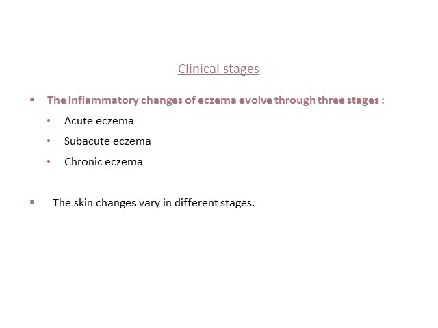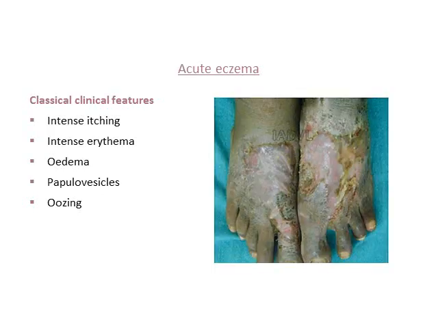So we have certain clinical stages for eczema, that is, the inflammatory stage of eczema evolves in 3 stages: acute eczema, subacute eczema, and chronic eczema. The skin changes in each stage differ. In acute eczema, you see mainly intense itching, intense erythema, there will be edema, papules and vesicles will be seen, and fluid will be oozing through these lesions.